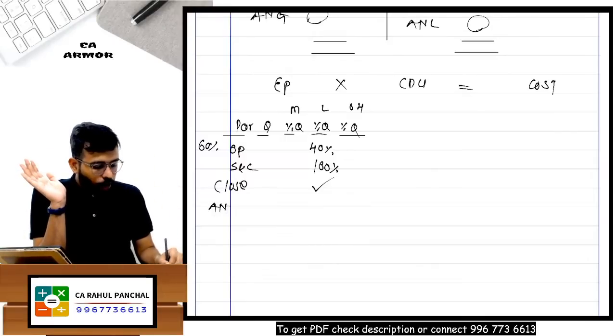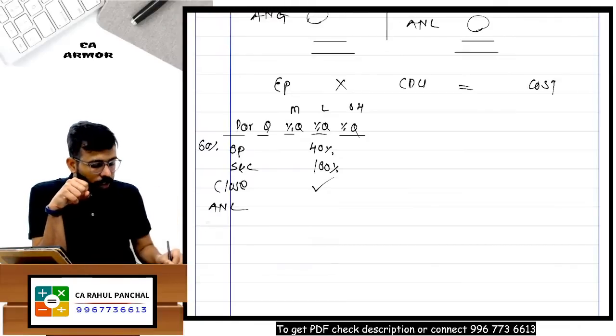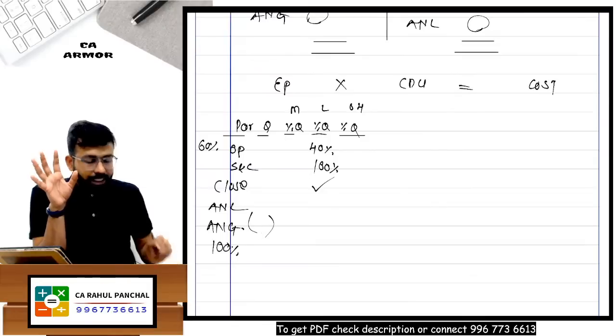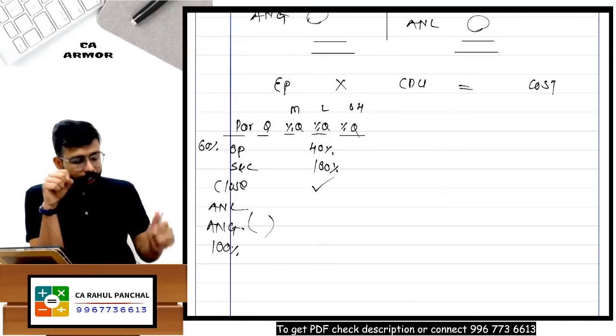If it is abnormal loss, percentages will be given in the question. If it is abnormal gain, always remember you have to take 100%, and because it is a gain, it will be subtracted while calculating your equivalent production.